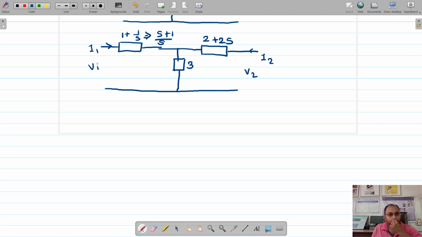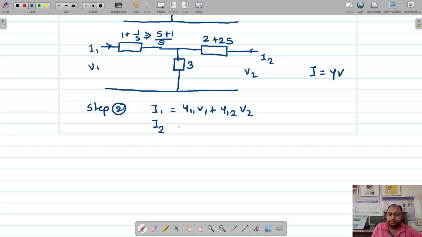Step number 2 is to write the Y parameter equations. Remember that in Y parameter equations, I is Y multiplied by V. So I1 and I2 are on the left hand side: I1 equals y11 v1 plus y12 v2. Similarly, I2 equals y21 v1 plus y22 v2. These are the two equations.